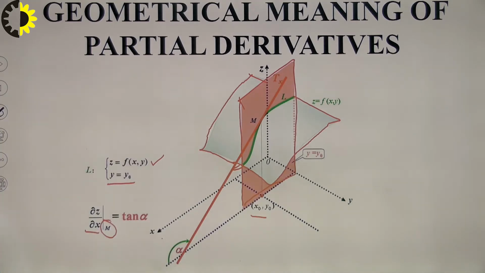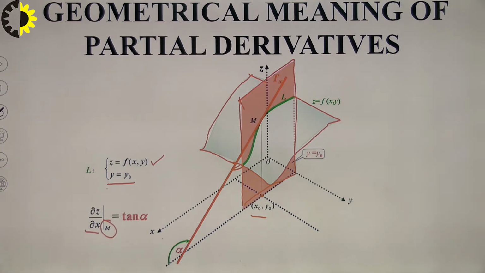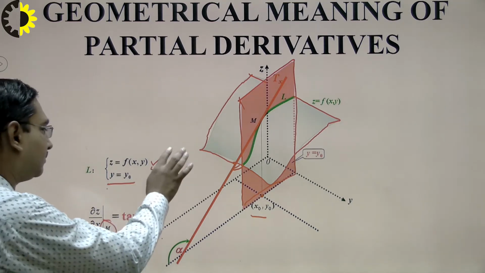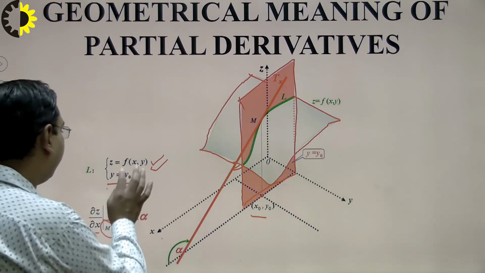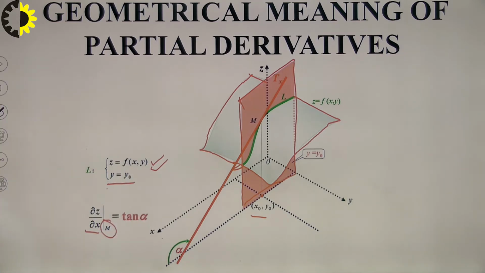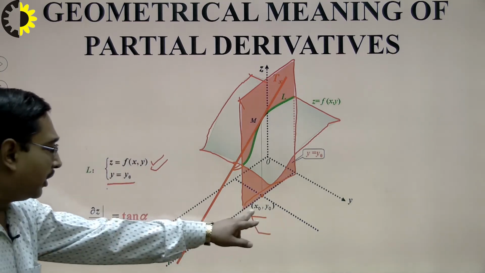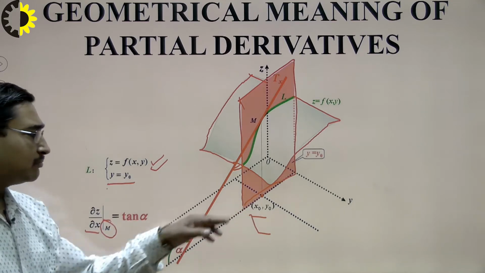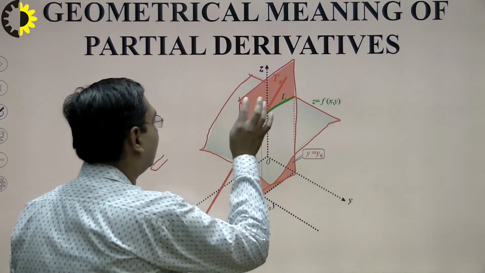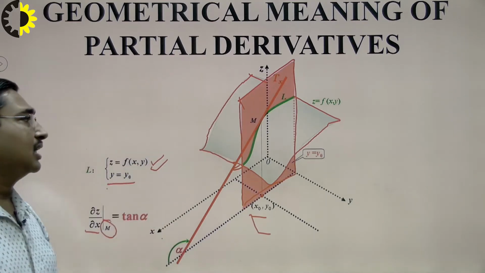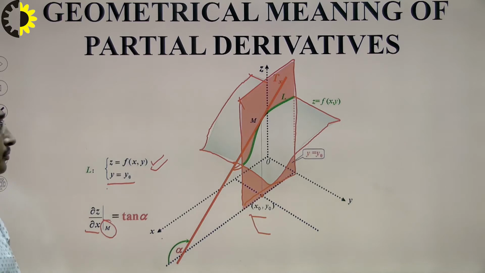This curve lies in the plane y equal to y naught, and it is also on the surface z equal to f(x, y). The point at which the partial derivative is to be calculated is x naught, y naught. The point corresponding to this point x naught, y naught of the xy plane is this point M on this curve, shown by the intersection of these two.